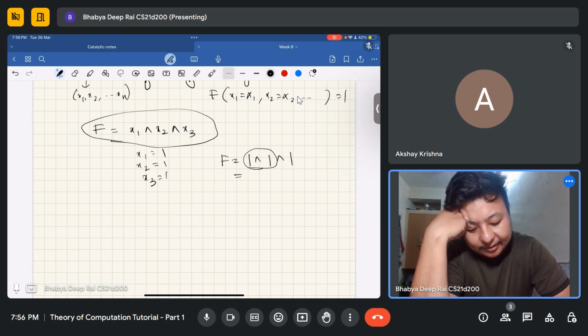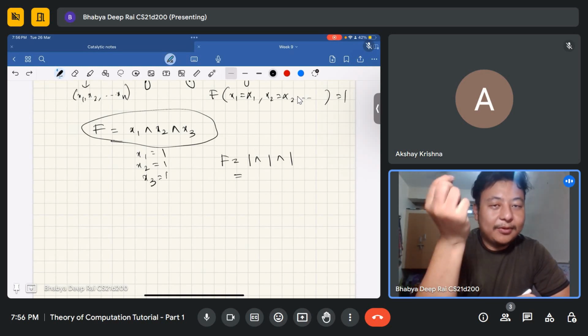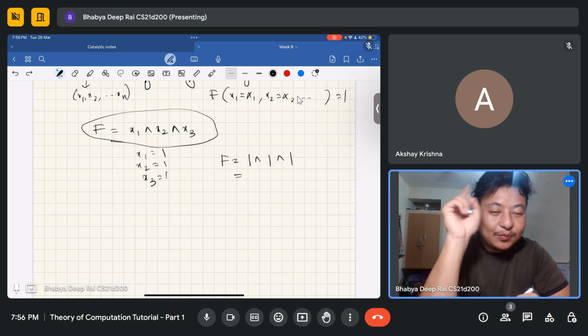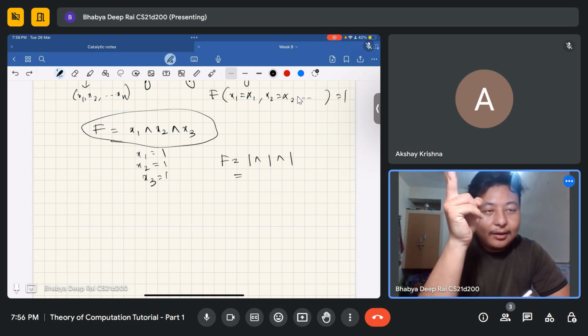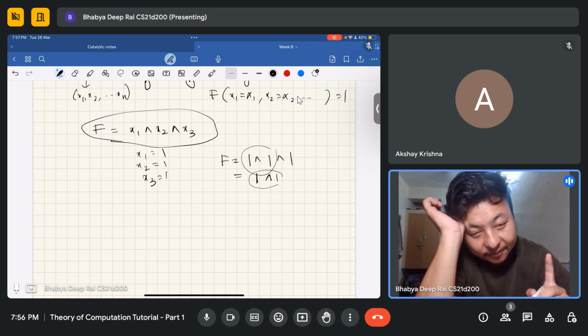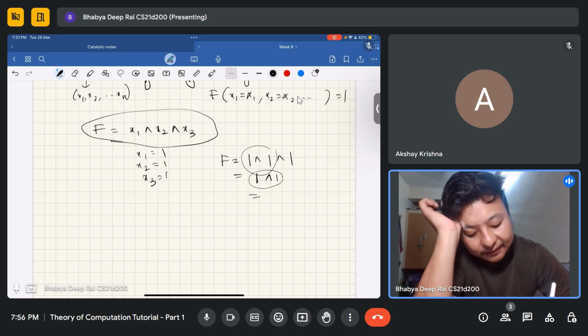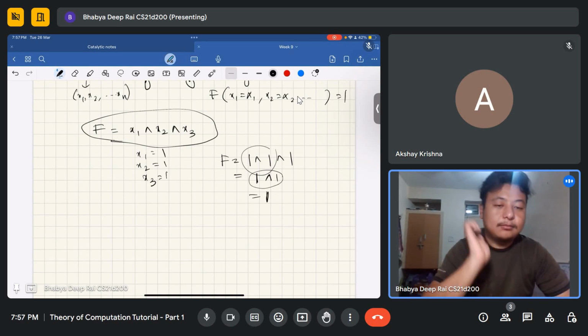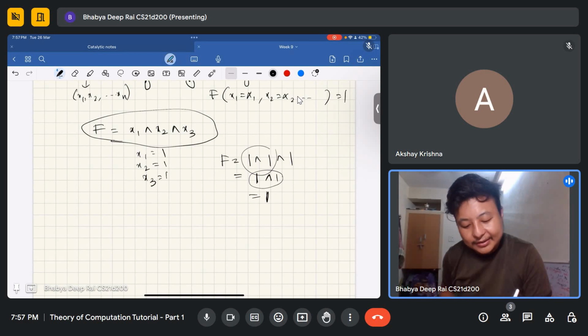What is the property of an AND gate? It will give a 1 if both the inputs are 1. So both the inputs are 1, so this will become 1 and 1. So here also is another AND gate, which means it will output a 1 if both the inputs are 1. So this will give a 1. Okay, I'll give you another example. X1 and X2 or X3 bar.